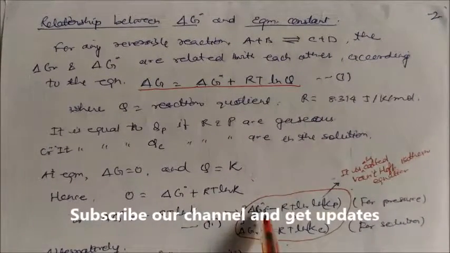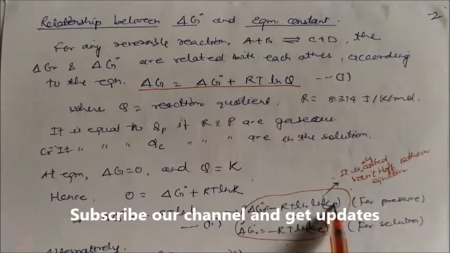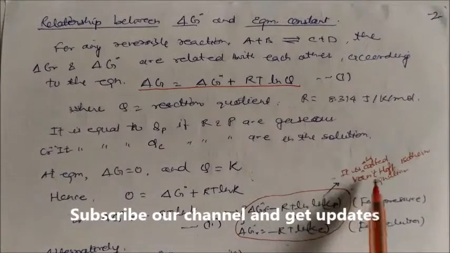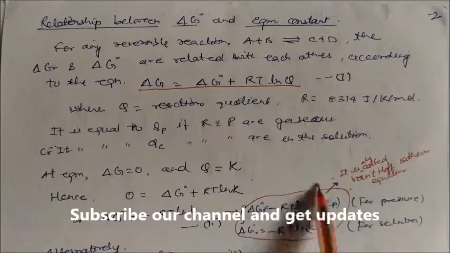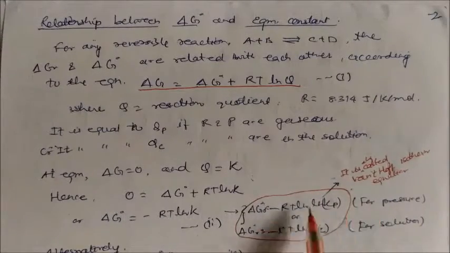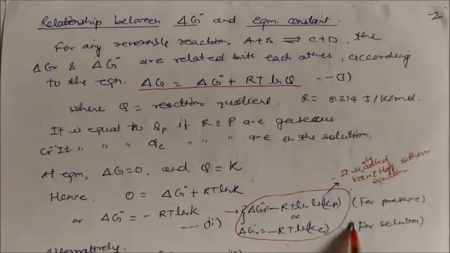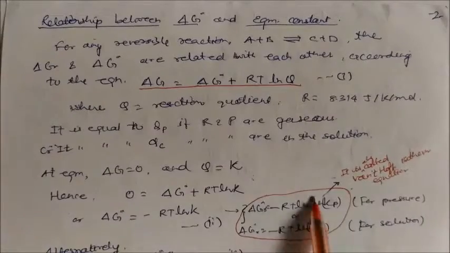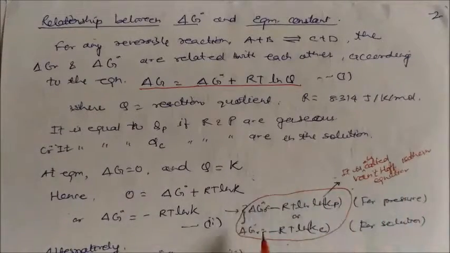This delta G naught equals minus RT natural log Kp, if you are taking it for pressure, is called the Van 't Hoff isotherm equation. Sometimes this is asked in the examination. But if you are taking Kc for solution, this is not called the Van 't Hoff isotherm equation. For Kp, it is called the Van 't Hoff isotherm equation.